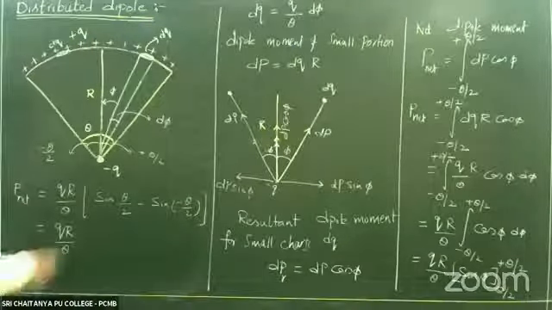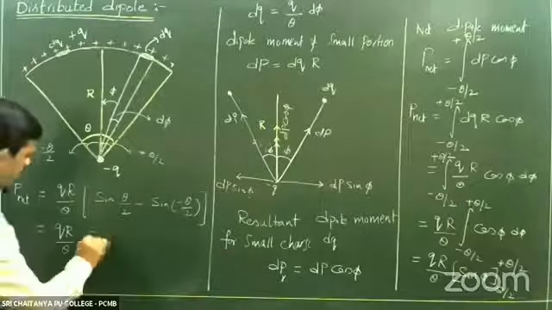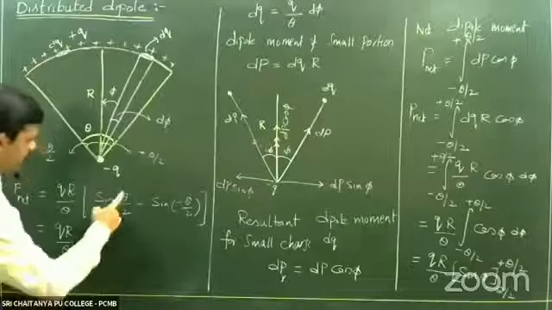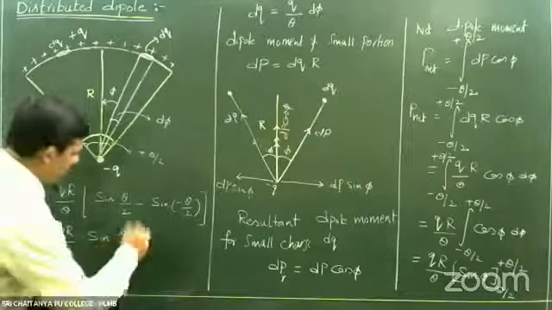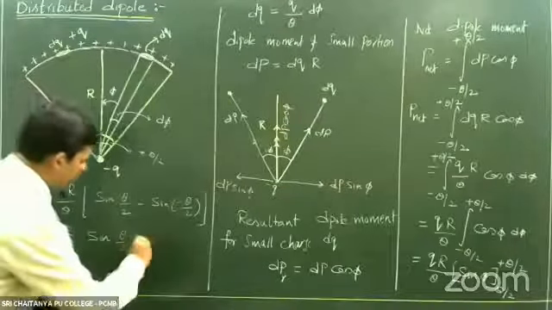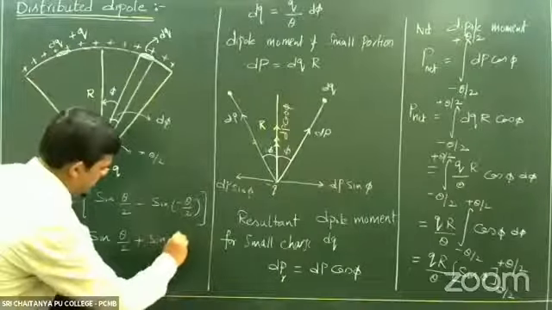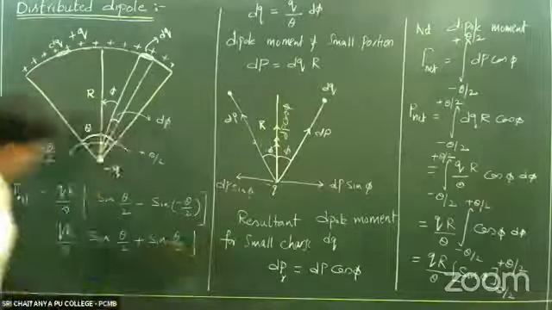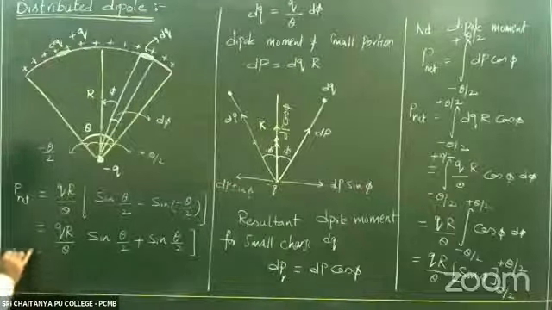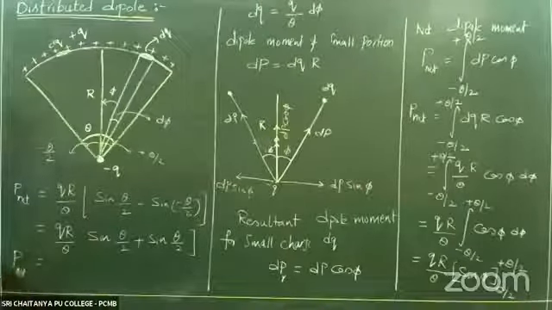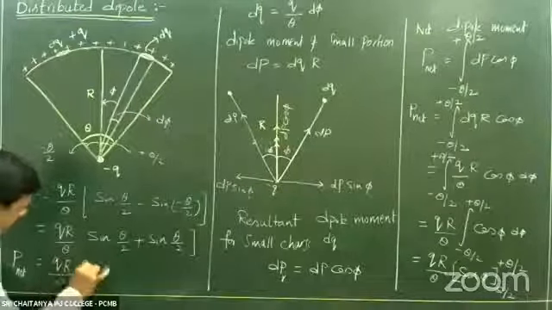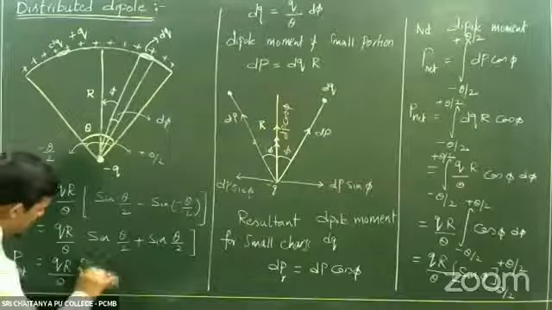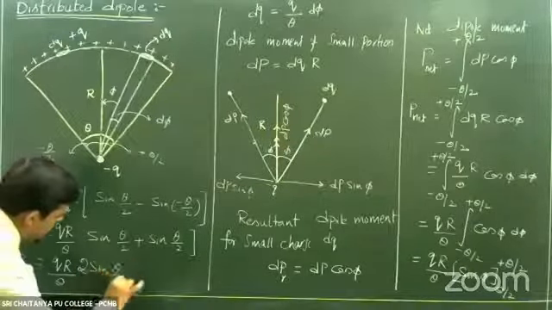QR by theta, sin theta by 2 minus of minus comes out plus sin theta by 2. So what is the final answer? P net in this case is QR by theta, 2 sin theta by 2.